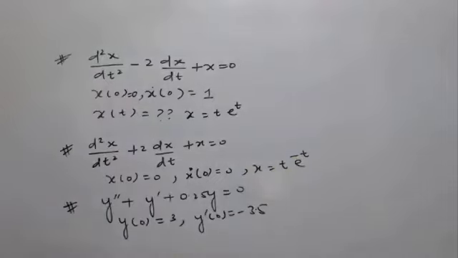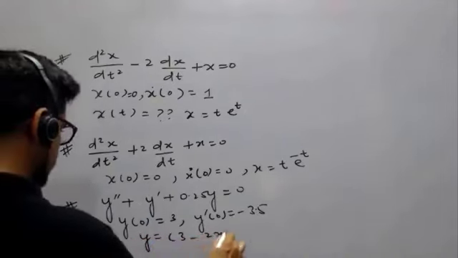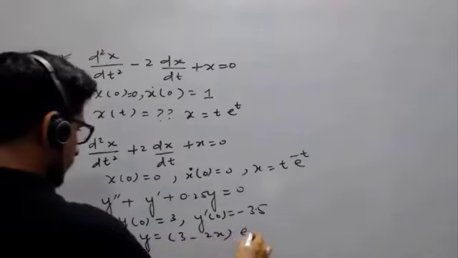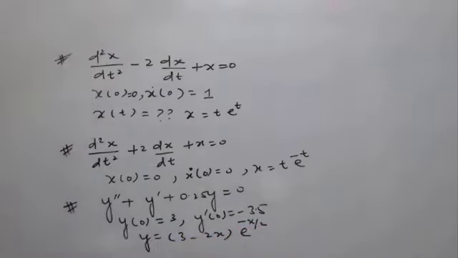And for this one, the solution is given by y is equal to 3 minus 2x times e to the power minus x by 2. Okay. These questions are on exactly the same pattern, and you have to solve them.